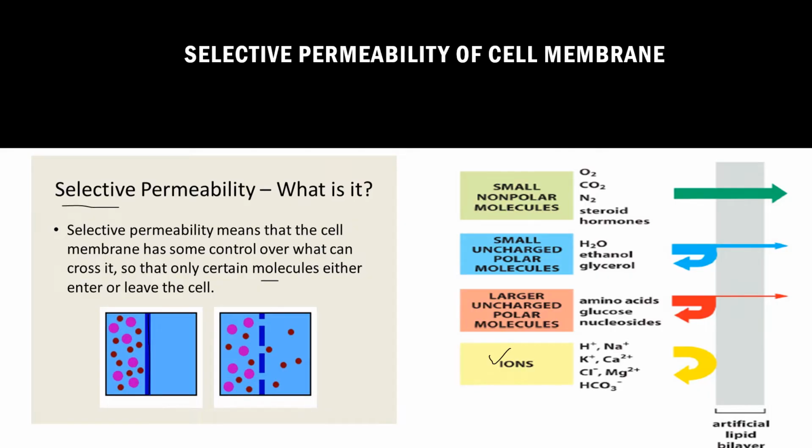Especially in the case of ions, if you look at sodium ion, potassium ion, chloride ion, magnesium, bicarbonate, you will see that they will not be able to penetrate the cell membrane. These polar things, all of them will be reflected back. So this is the selective permeability of the cell membrane. Now how it is causing the intracellular negativity, we will see later.